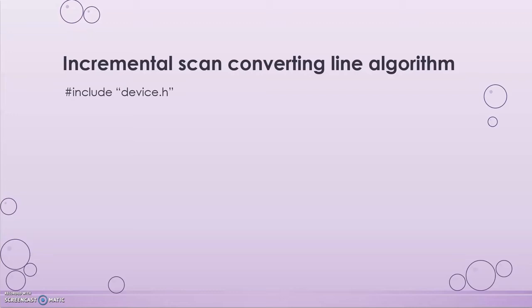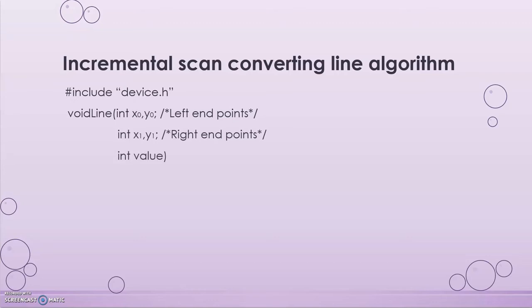Now we'll see the algorithm. That is, first we are doing a C version of the algorithm. So it is #include device.h. Now we are defining a function known as void line with x0, y0 as the left endpoints, x1, y1 as the right endpoints, then a value to store the intensified pixels. Then we are defining an x variable. Then we are defining delta y, that is y1 minus y0, delta x, that is x1 minus x0, and slope of the line, that is delta y by delta x.